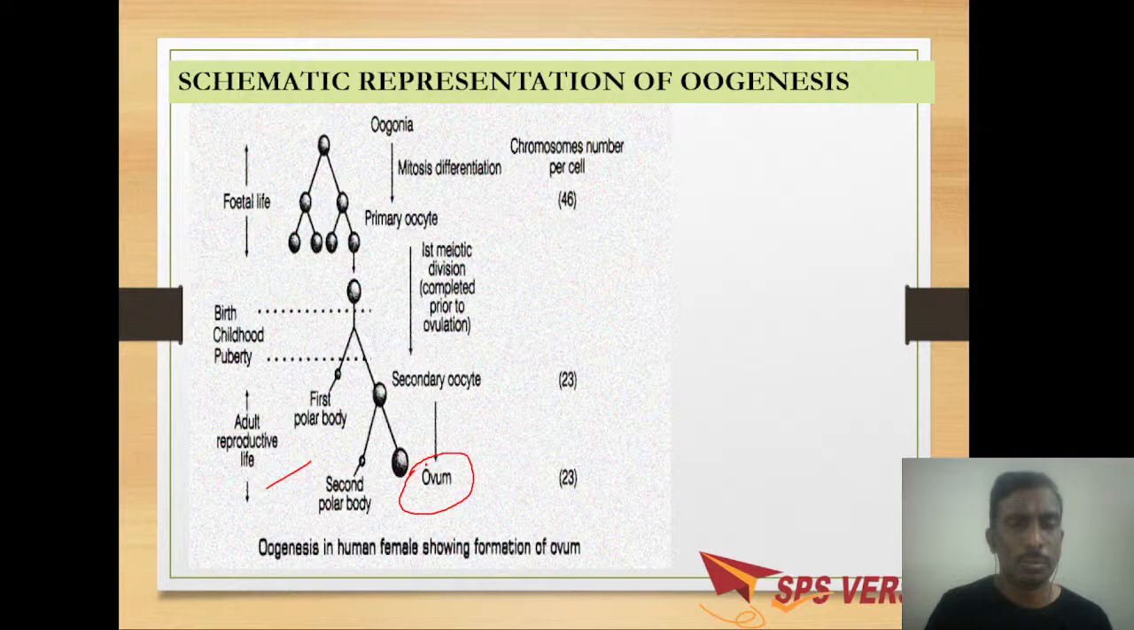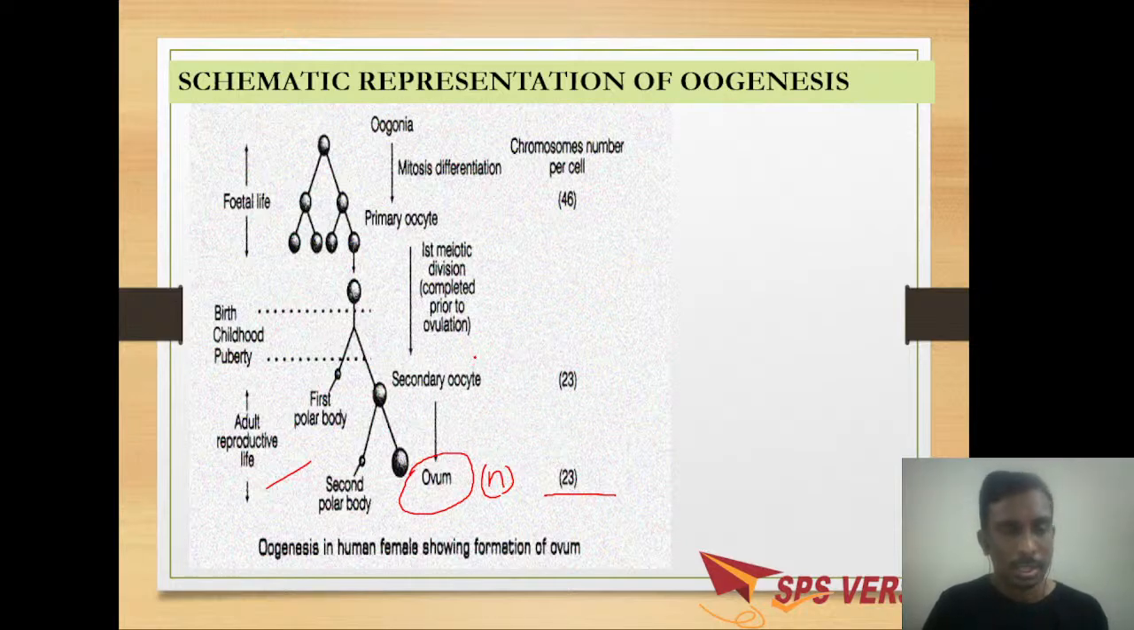By the end of oogenesis, one ovum is formed. This ovum is haploid, which has 23 chromosomes. From every ovary in the female reproductive system, every month, one female gamete, that is the ovum, is formed.